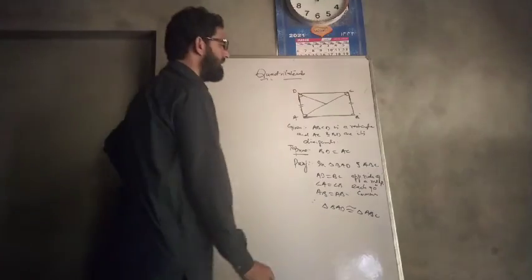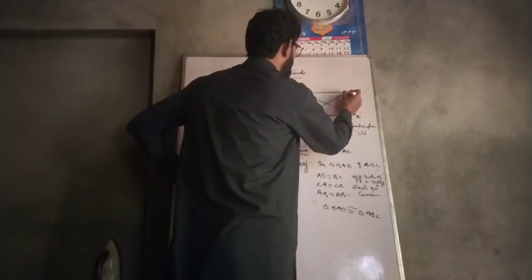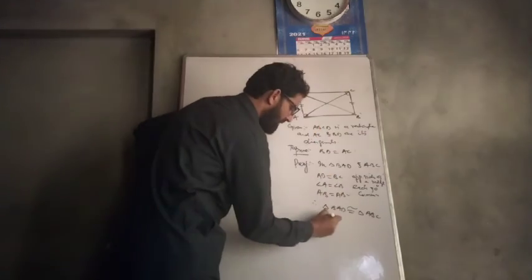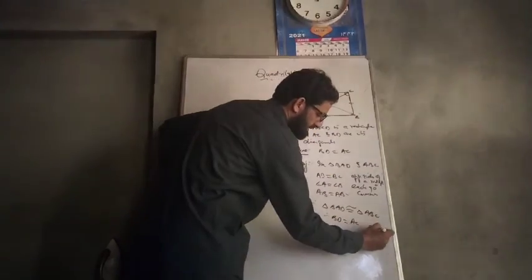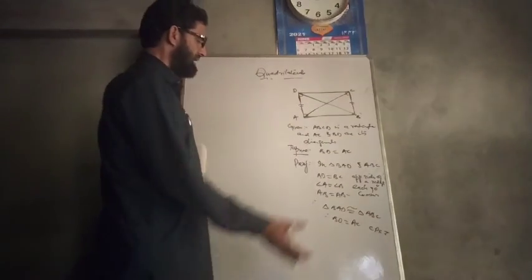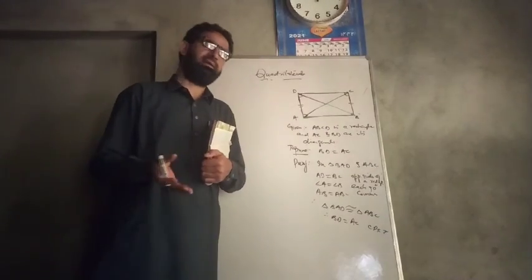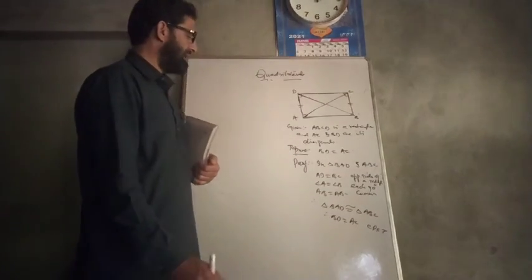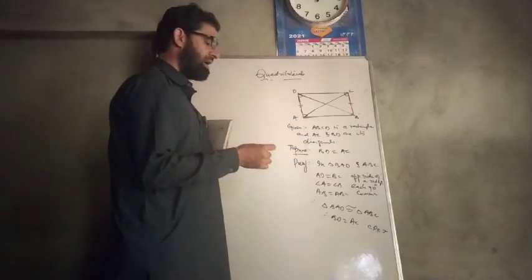When two triangles are congruent, BD is equal to AC. Therefore, BD is equal to AC by CPCT, corresponding parts of congruent triangles are equal. So we make these two triangles congruent. Once you are able to make these two triangles congruent, then things will follow. This is very easy, and congruency of two triangles you already know.